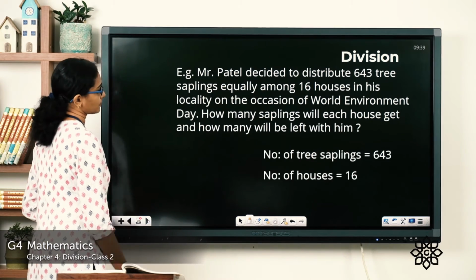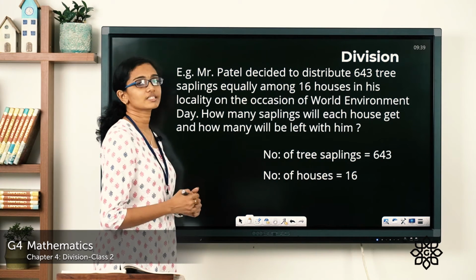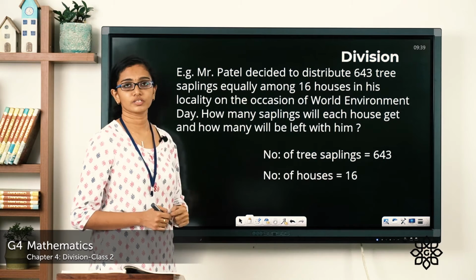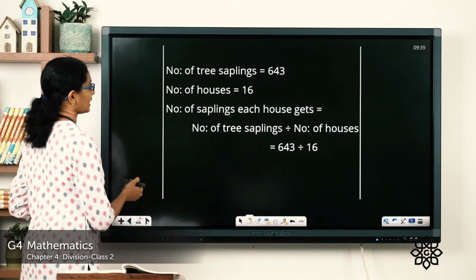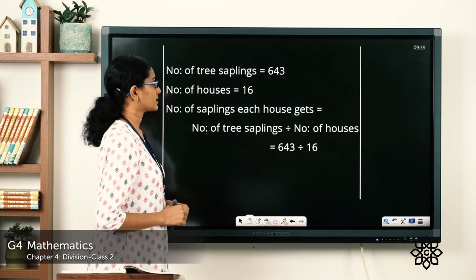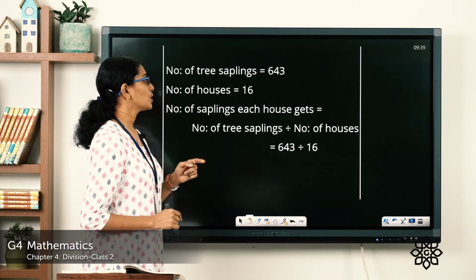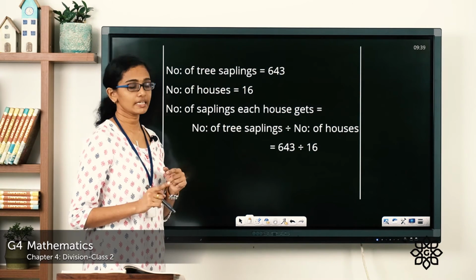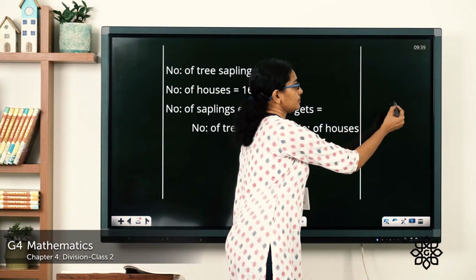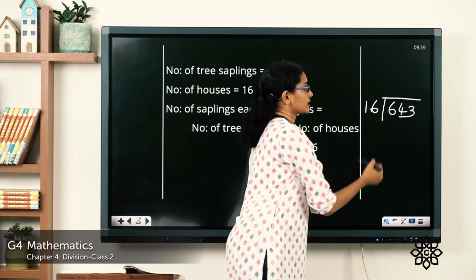Let's write the steps first. From the data given in the question, we know the number of tree saplings is equal to 643 and the number of houses is equal to 16, and the number of saplings each house will get will be equal to the number of tree saplings divided by the number of houses. So substituting the numbers will give you 643 divided by 16. Let's do this division. You have the working column at the right side of your notebook. So 643 divided by 16.